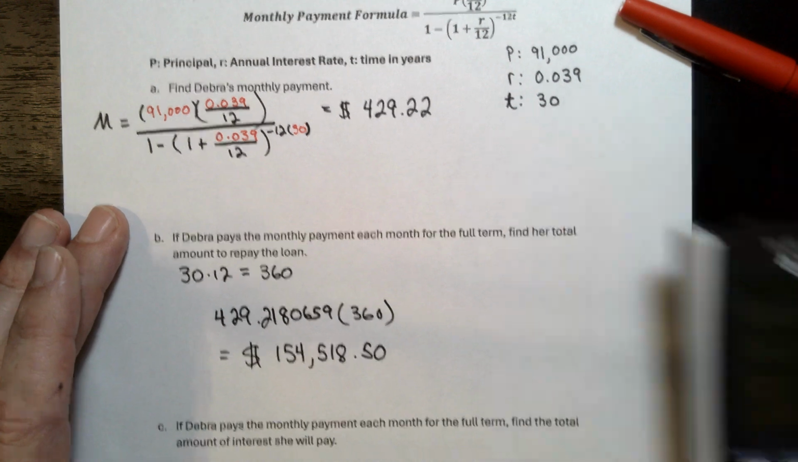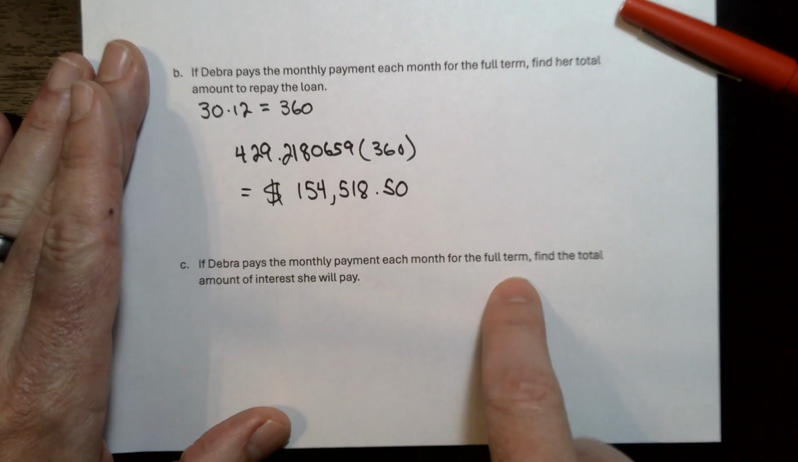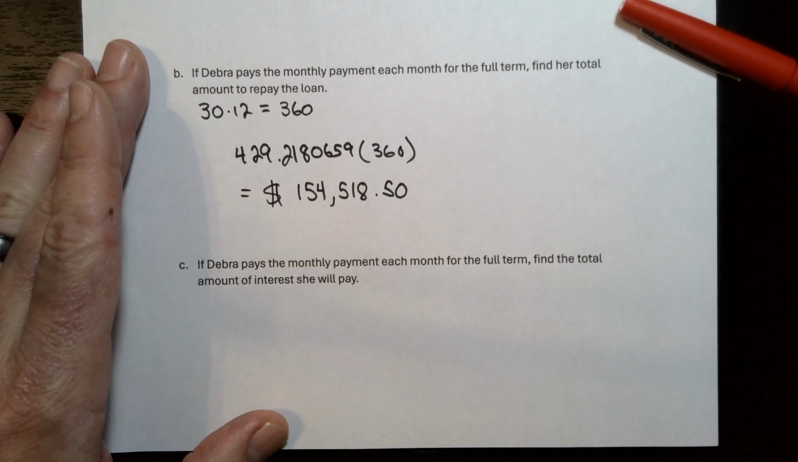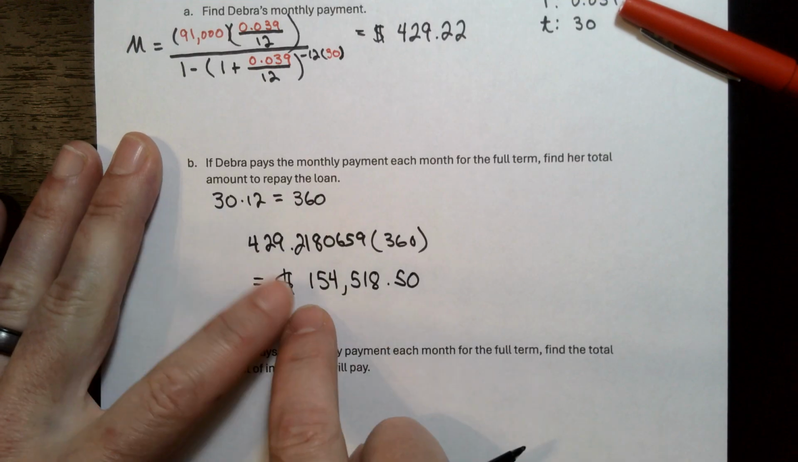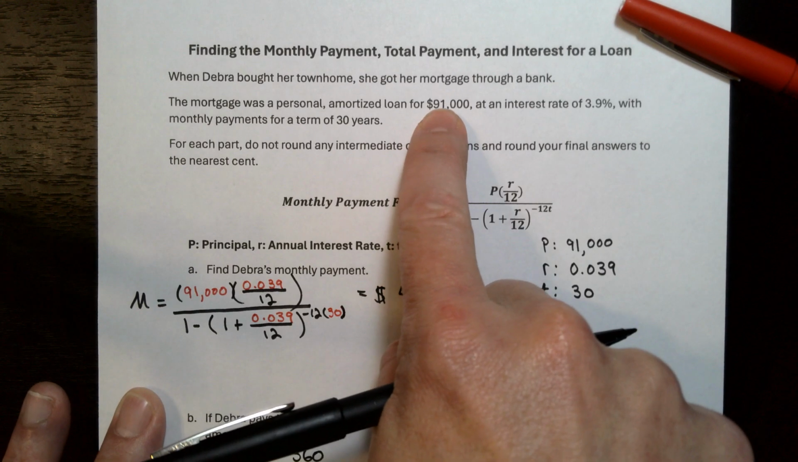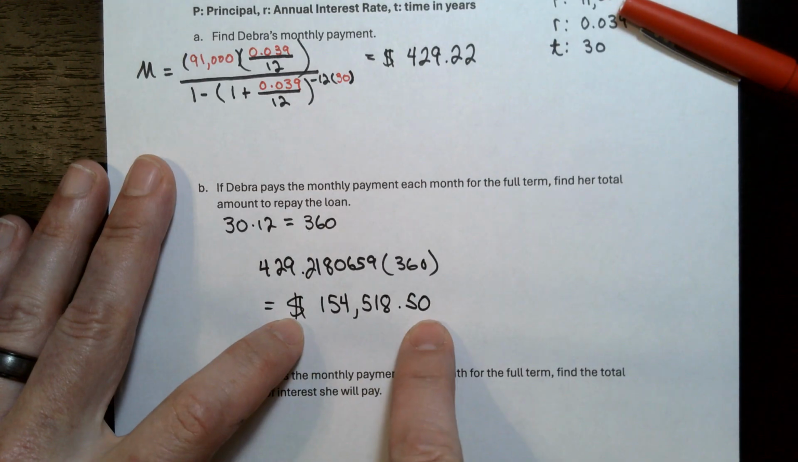It'll accept that answer as well. All right, let's do the last one. If Deborah pays the monthly payments each month for the full term, find the total amount of interest she will pay. Okay, so the amount of interest she's going to pay is the difference between this, which is what she actually paid, and this, which is what the loan was for. Okay, 91,000 was for the loan, but she actually paid back this amount of money.